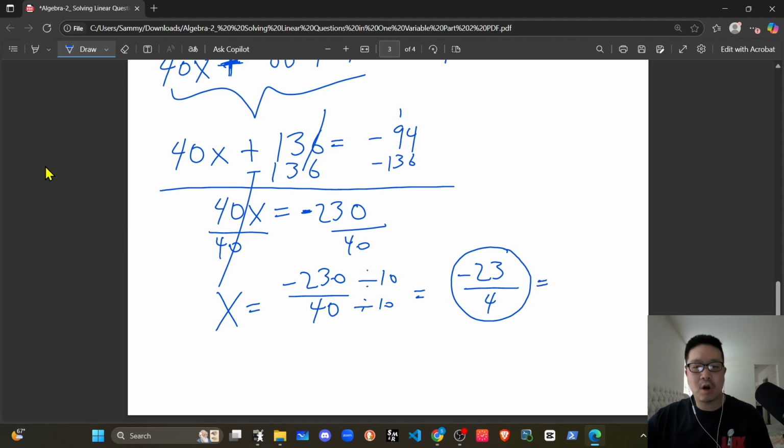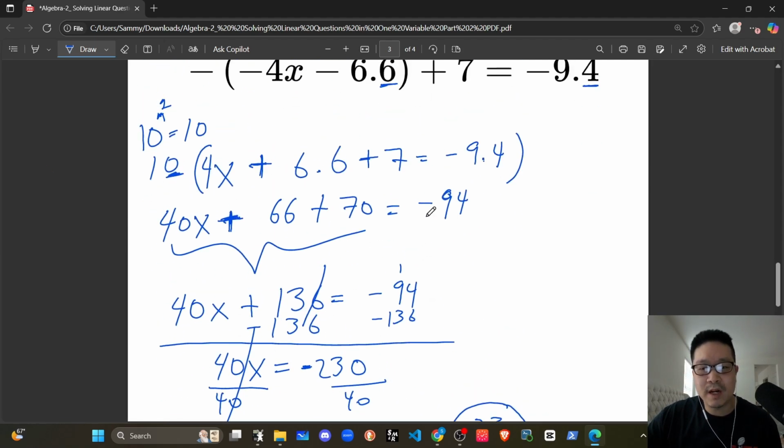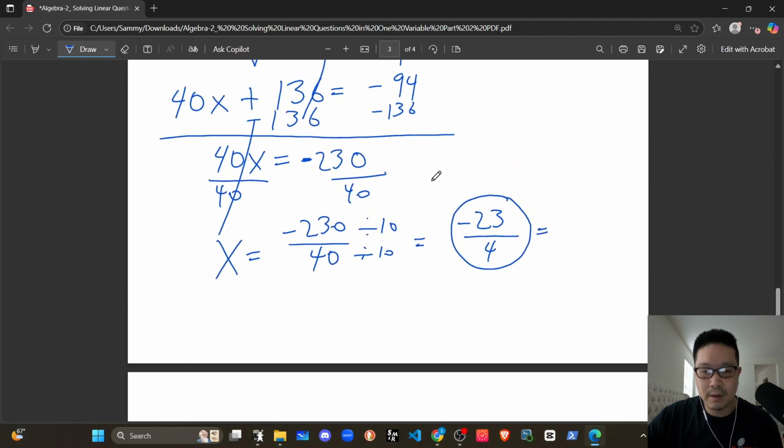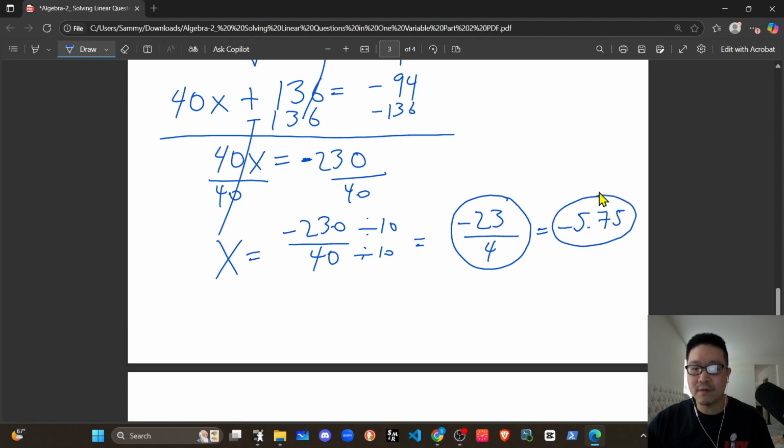And since we started with decimals, if you wanted your solution as a decimal, you could convert the negative 23 over 4 into negative 5.75. Right? These would be equally valid answers.